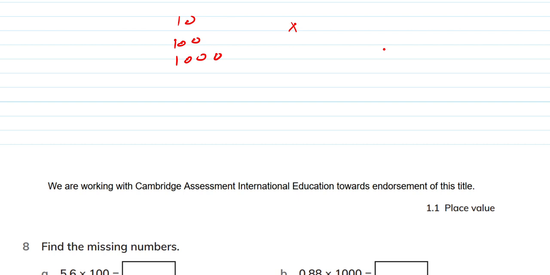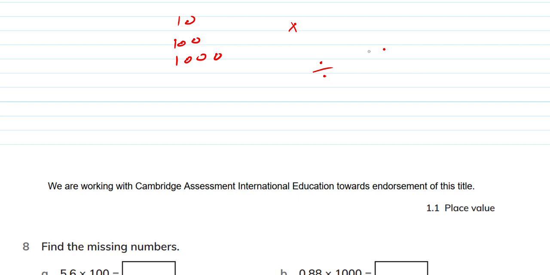Yes, the decimal will shift to the right side. When we multiply, the decimal will shift to the right side, and we did a lot of examples, and we will do even in today's lesson. And if we divide, what will happen to the decimal? Yes, Amar. The decimal will shift to the left side.